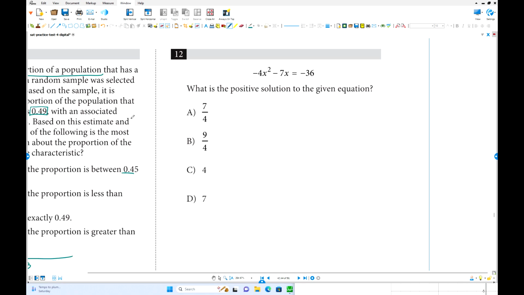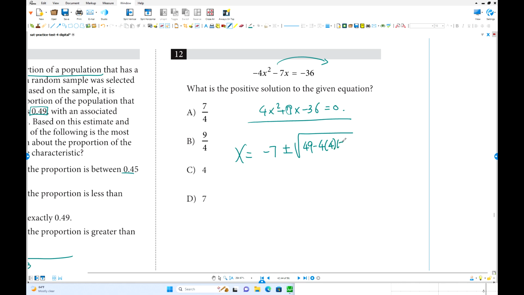Here is number 12. What is the positive solution to the given equation? I'm going to move everything to the other side. 4x squared plus 7x minus 36 equals 0. Maybe you can factor this one, okay, but because it takes time, we better use the quadratic formula because we can use our calculator, okay? What is the quadratic formula? Negative 7 plus minus, I'm sorry, negative 7. And 7 squared is 49 minus 4 times a, which is 4, c is negative 36, over 2 times 4, right?